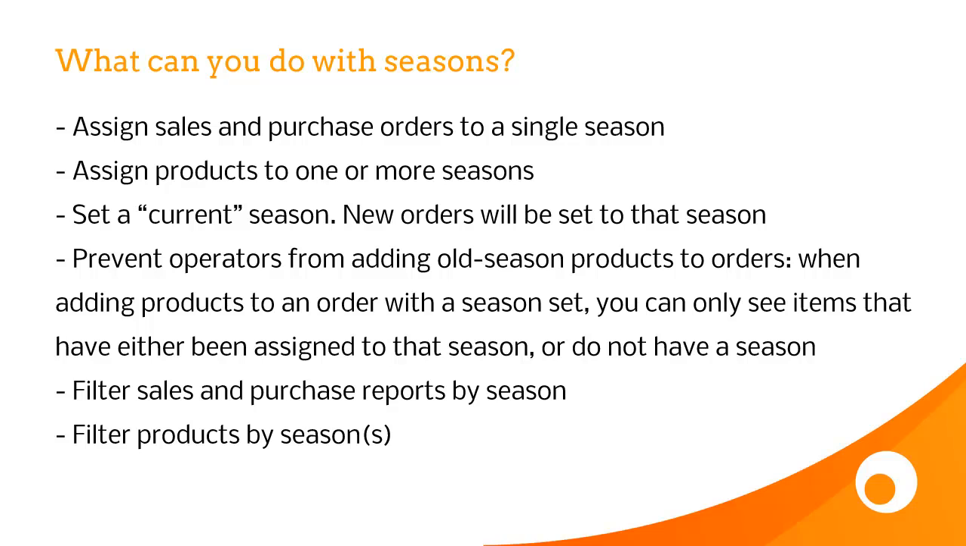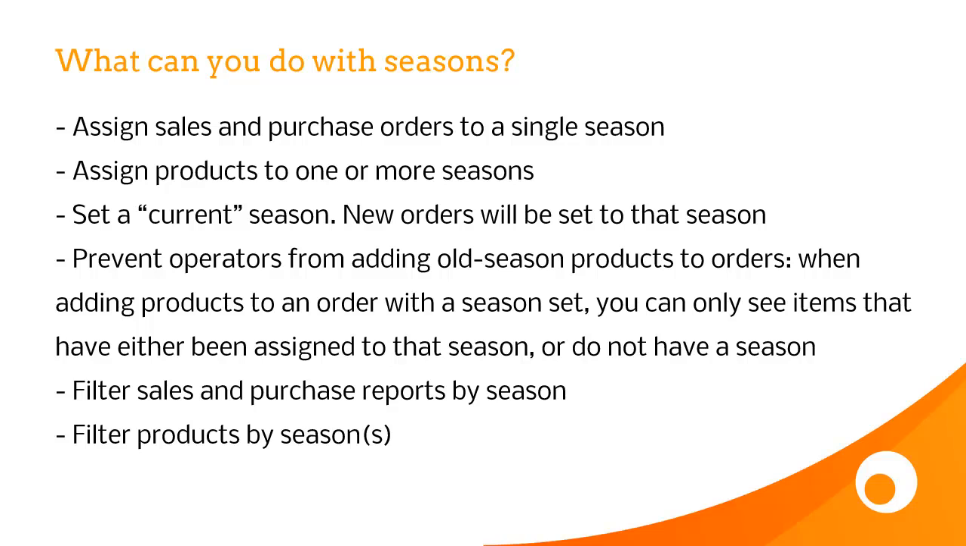Seasons are simply a list, so we can create spring, summer, fall, winter. And then we can assign these to sales and purchase orders. Now, sales and purchase orders can be assigned a single season. Products, however, can be assigned to one or more seasons.